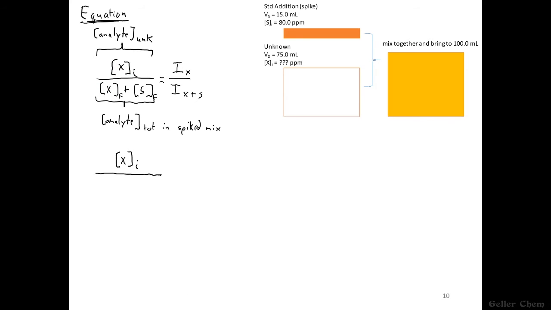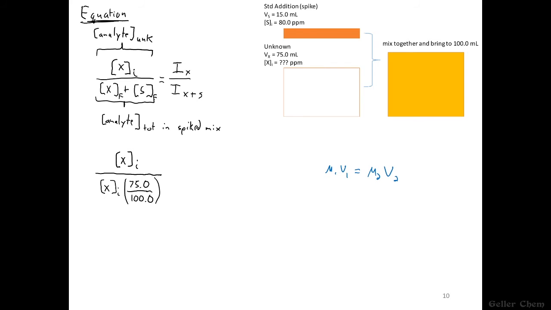Well, we're going to write initial unknown concentration times 75.0 divided by 100.0. How did I come up with that? All I did was I used the dilution formula, and I'll draw this off to the side. We know M1V1 equals M2V2.